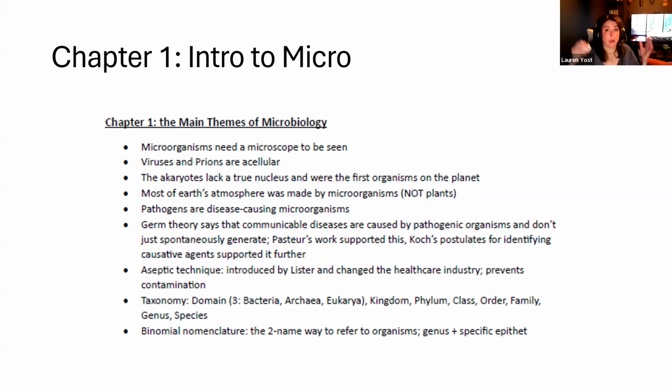After domain, you could take eukarya, which is where we belong, right? Because we're not bacteria or archaea. So take eukarya, you would divide that up into kingdom, phylum, class, order, family, genus, and species. So that's the order. Whatever you need to do to remember that order, be aware of it. Then we have the binomial nomenclature. It's a 2-name way to refer to organisms. It's the genus and the specific epithet. And there's a specific way that you're supposed to be writing them. I'm going to talk about it in the next slide.